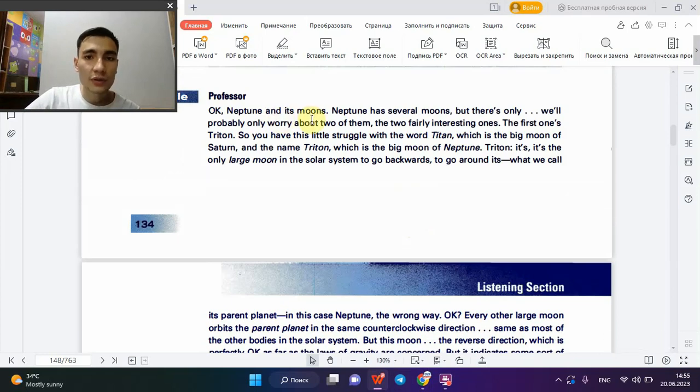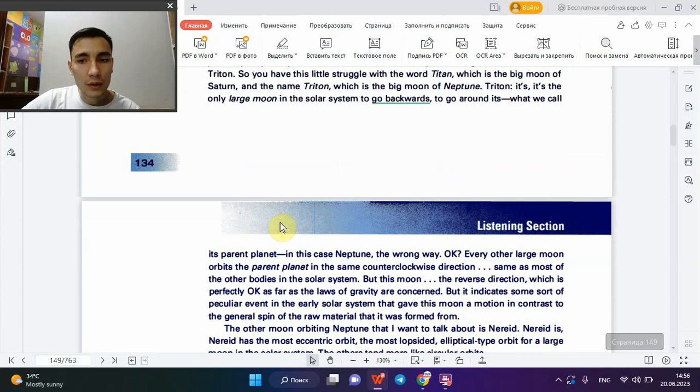Okay, Neptune and its moons. Neptune has several moons. We'll probably only worry about two of them, the two fairly interesting ones. The first one is Triton. You have this little struggle with the word Titan, which is the big moon of Saturn, and the name Triton, which is the big moon of Neptune. Triton is the only large moon in the solar system to go backwards, counterclockwise aylanar ekan. Staircase-dan qarama-qarshi aylanar ekan. To go around what we call its parent planet, in this case Neptune, the wrong way.